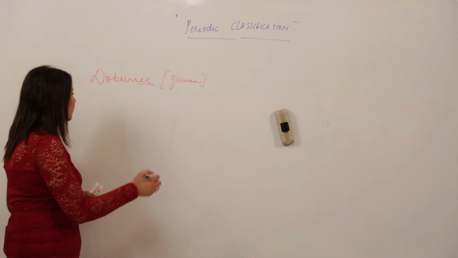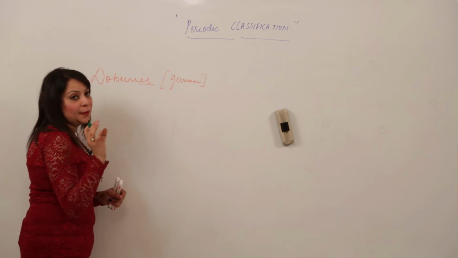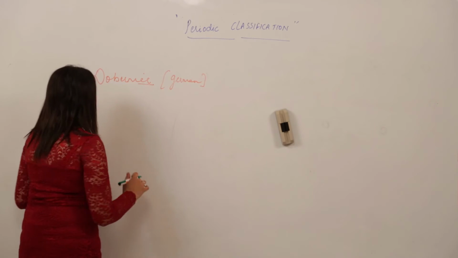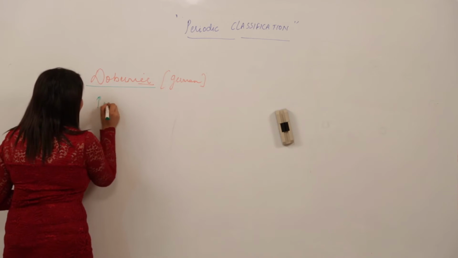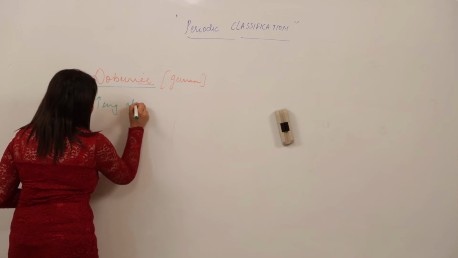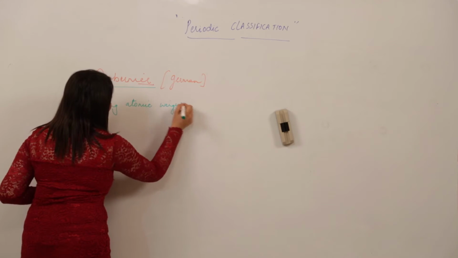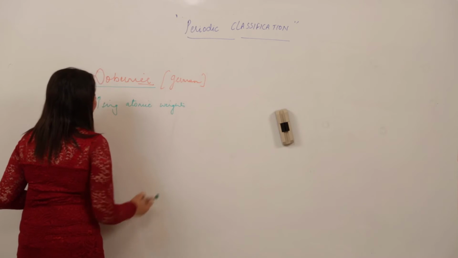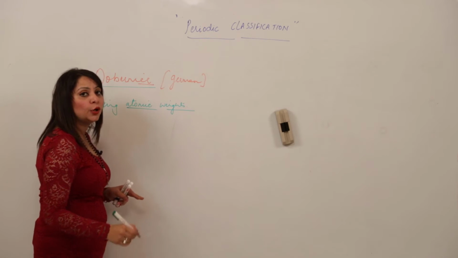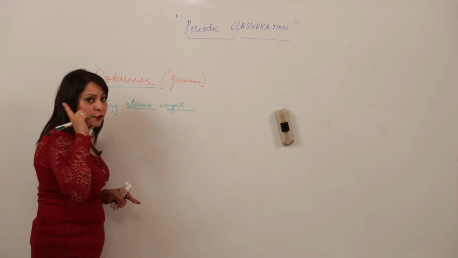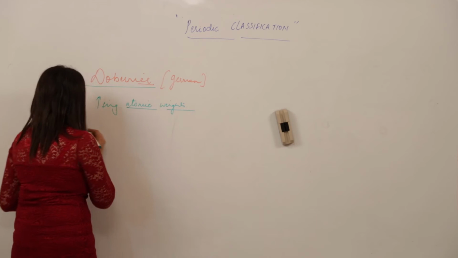Now how he did it, just look at the board. Three things he kept in mind while classifying the elements. First, he classified the elements in order of increasing atomic weights. So the fundamental property he kept in mind was the atomic weight. This was the first criterion he kept in mind while classifying the elements.